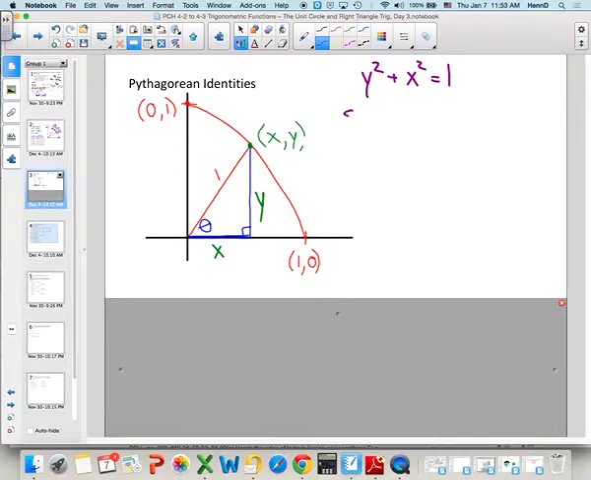So guess what we could plug in? Sine squared of the angle plus cosine squared of the angle is equal to 1. Remember, x is our cosine. And by the way, notice I'm writing the square after the sine and after the cosine, not after the angle, because we're not squaring the angle. We're taking the sine and then squaring that. So we put the square after the sine, after the cosine, then we write the angle.